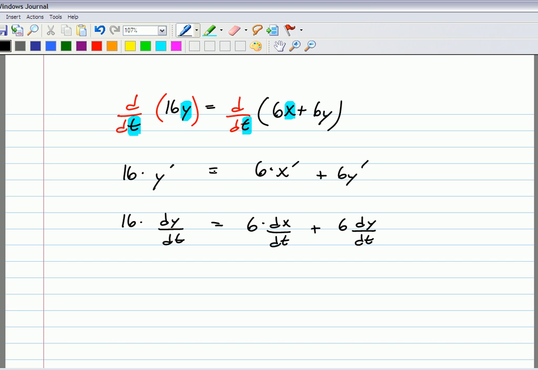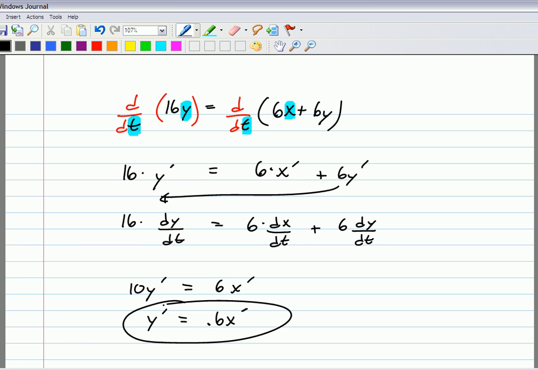So the whole goal was what? Figure out what y prime is. Okay, so let's see, minus 6y prime from both sides. You get 10y prime equals 6x prime, which means y prime equals 0.6x prime. Oh my gosh. Y prime, the rate at which the length of his shadow changes, is equal to 0.6 times x prime. There's not any x's over there. There's not any y's over there. The rate at which the length of his shadow changes is simply 0.6 times what's x prime?